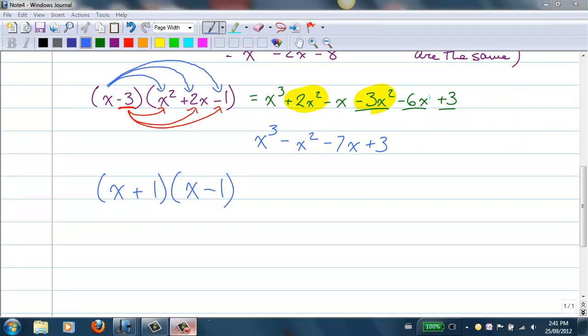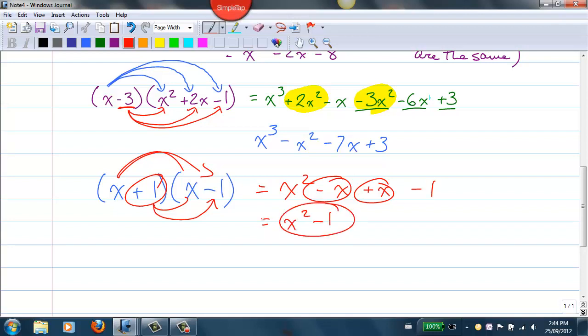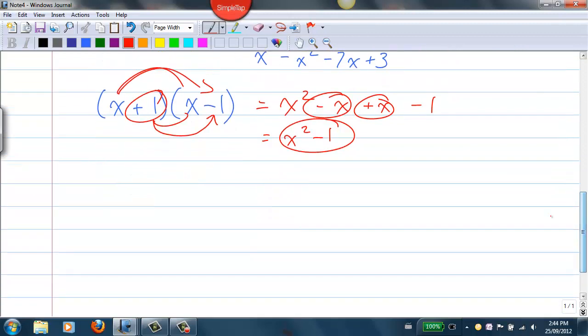Now here's a simple one. X plus 1 and x minus 1. Same idea. X times x is x squared. X times negative 1 is negative x. Positive 1 times x is positive x. And positive 1 times negative 1 is negative 1. You'll notice, though, that a negative x and a positive x are like terms, are opposites. And when we combine them, they turn to 0.